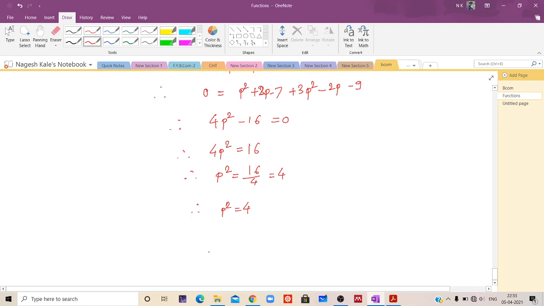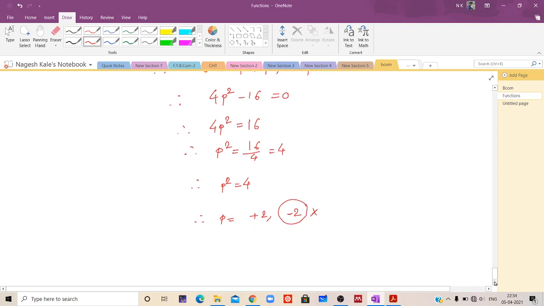P square equal to 4 means the value of p is equal to plus 2 or minus 2, because the square of both numbers is 4, right? But price cannot be negative, so that's why we discard this particular number and we just take 2.